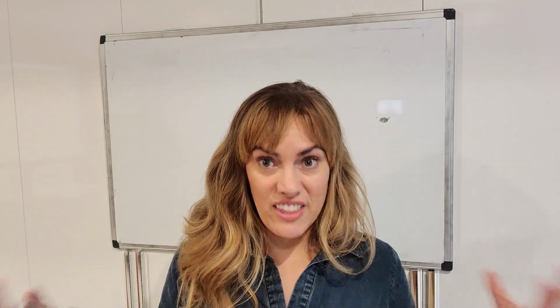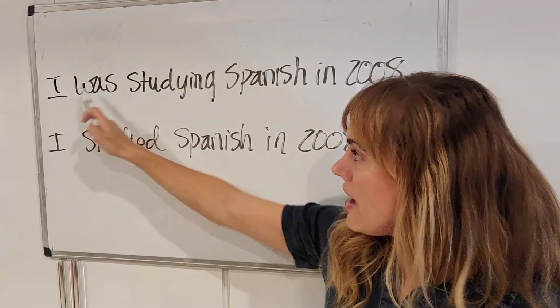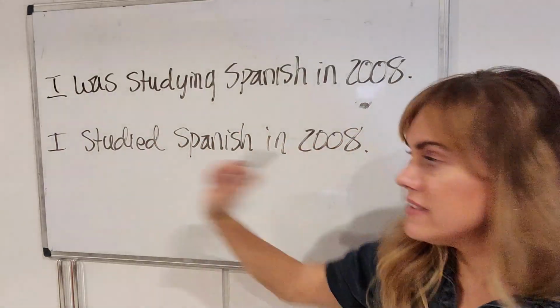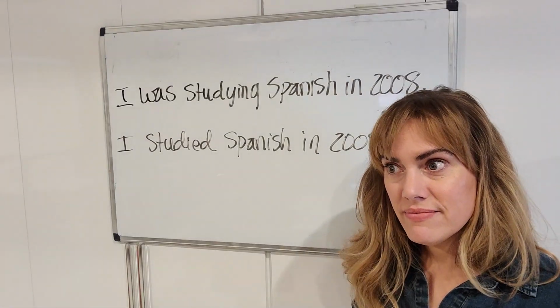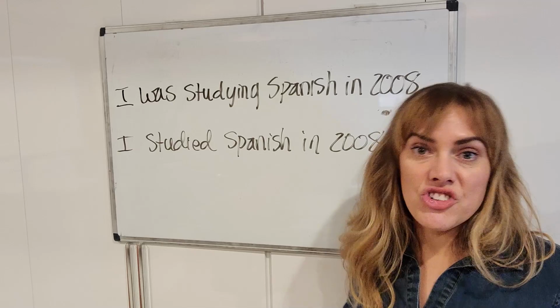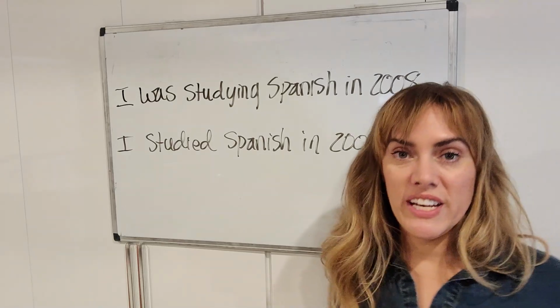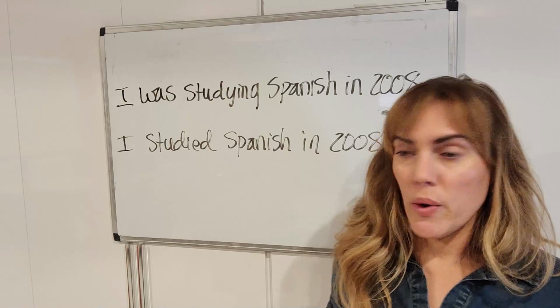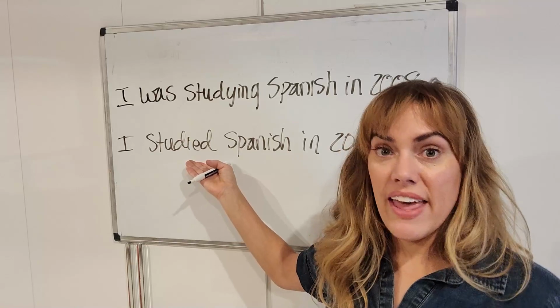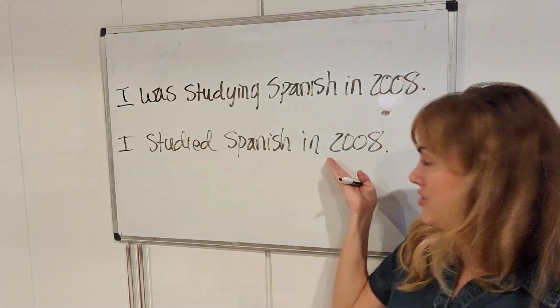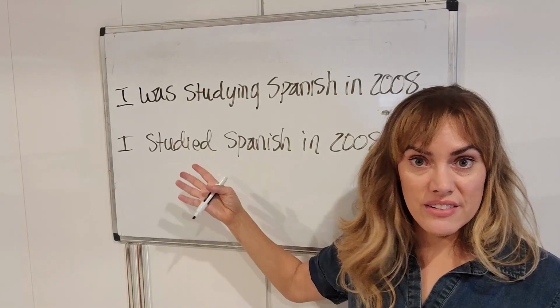Okay, so now let's talk about when we use the past progressive. I think that's the important thing, is when do we actually use the past progressive? Now let's take a look at these two sentences. I was studying Spanish in 2008. I studied Spanish in 2008. Which one's correct? They're both correct. The meaning just changes a little bit. That's why we have so many different verb forms in English. We have the simple past to focus on actions that are finished in a finished time period. 2008, it's done.